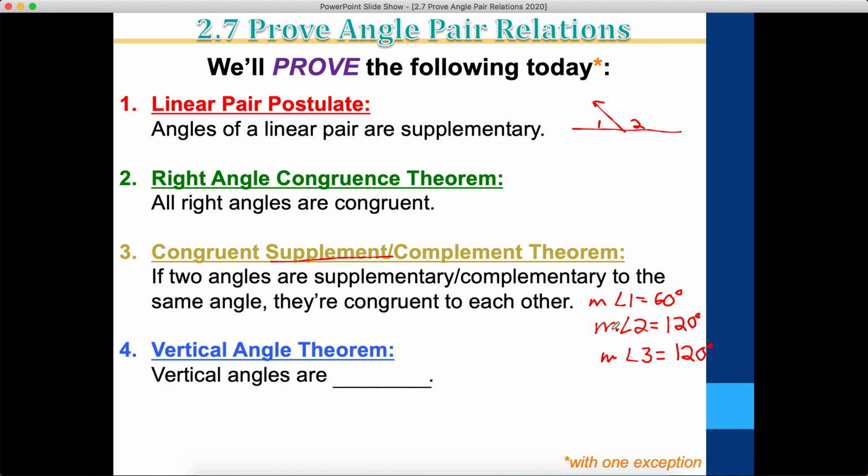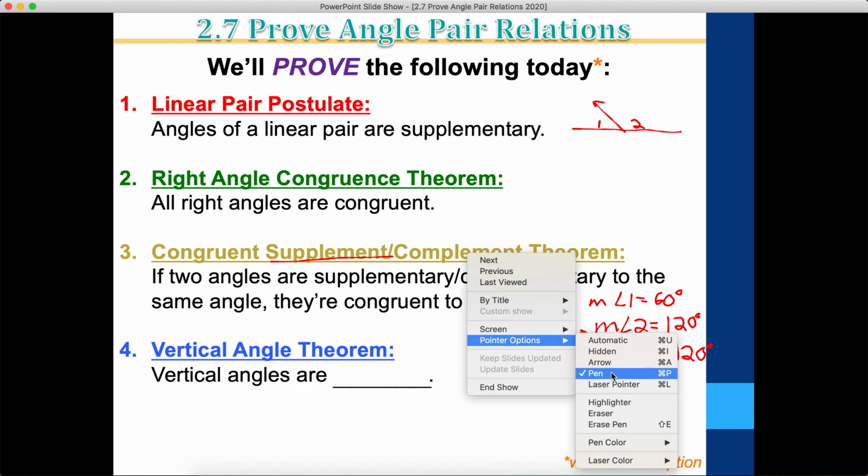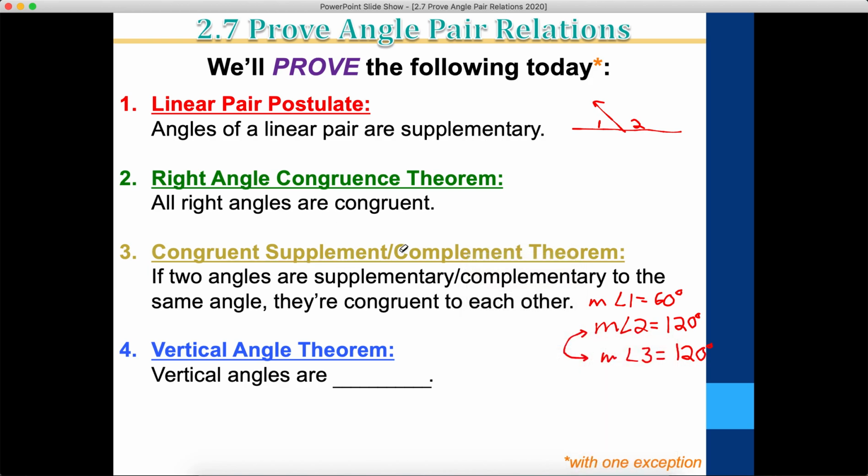So what this theorem is essentially saying is because angle 2 is supplementary to 1, and angle 3 is also supplementary to 1, angles 2 and 3 must be congruent to each other, because their measures are both the supplement of angle 1. That is the congruent supplement theorem, and when you spell it out like that, it becomes obvious why it's called what it's called. Additionally, you can imagine how its brother theorem, the congruent complement theorem, would work. It'd work the same way, except instead of the sum of the angles being 180, it would naturally be 90 degrees instead. So these two would measure 30.